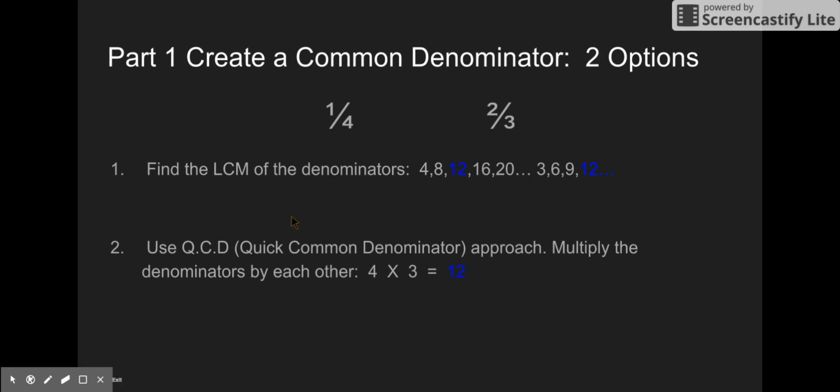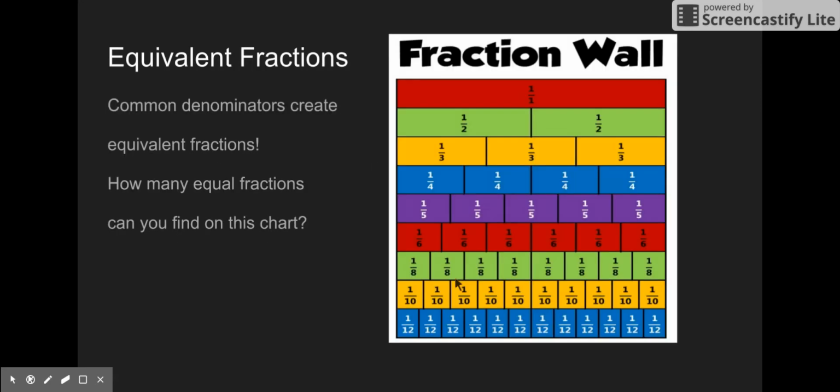Another option is to use the QCD, or quick common denominator approach. This approach requires you to multiply the denominators by each other. 4 times 3 equals 12. In this case, the LCM and the QCD happen to be the same. That won't always be the case, but both methods are reliable.